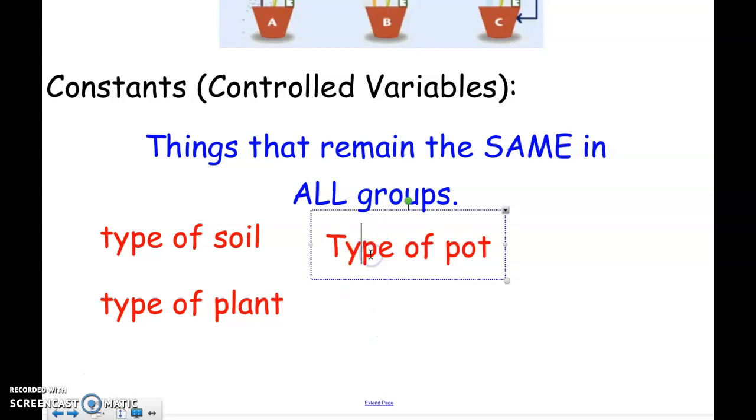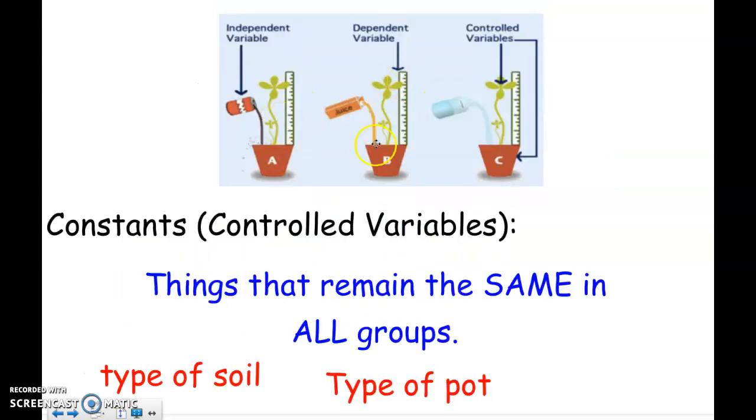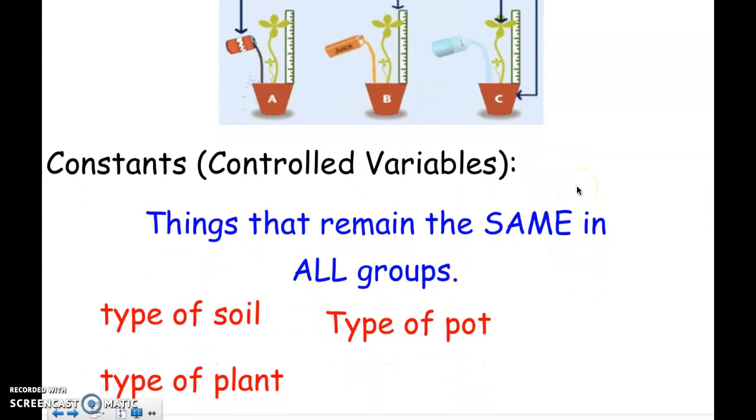You could even say the amount of liquid. So even though the liquid is changing, the amount is going to be the same. So if I'm going to water it with a cup of water, I need to do a cup of juice and a cup of soda. So anything that's the same, probably the original height of the plant would want to be the same. You don't want to start out with one that's a lot bigger. You want them to be close in terms of their height originally.